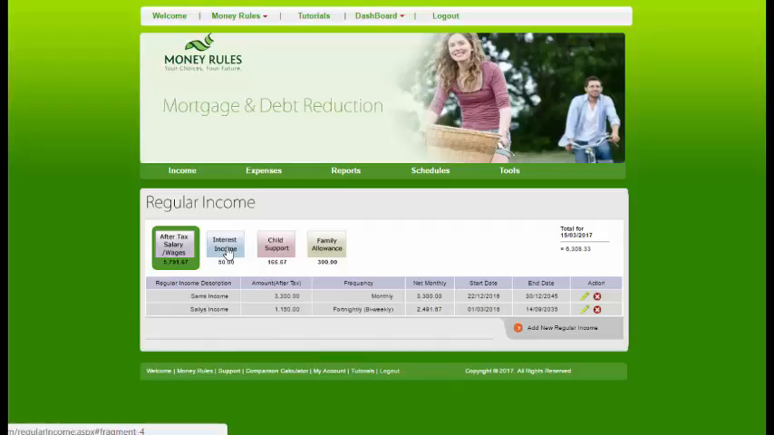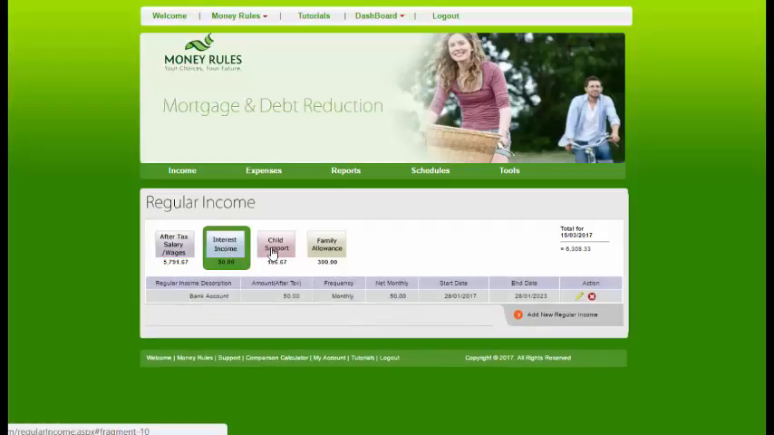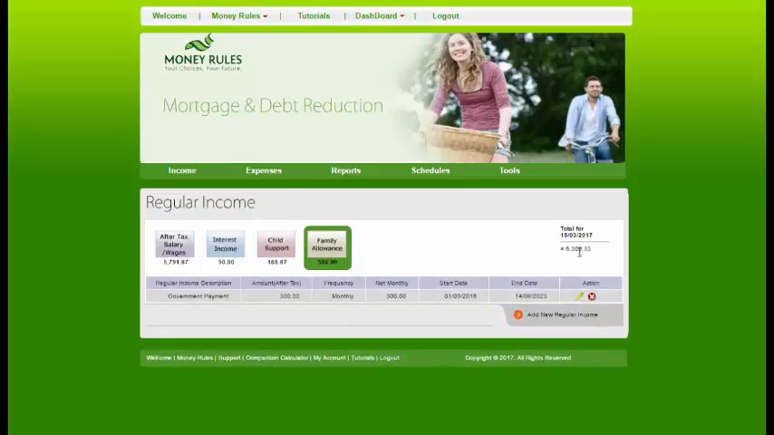We can see they've also got interest income from a bank account. There's child support from the government and family allowance as well. So here's their total monthly income of $6,300. What we're going to do then is go and have a look at some of their expenses.